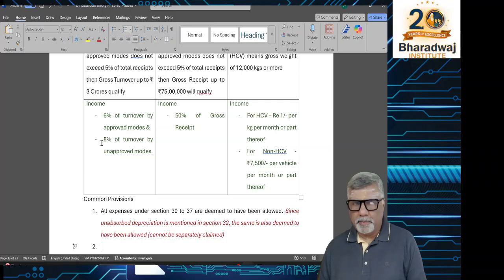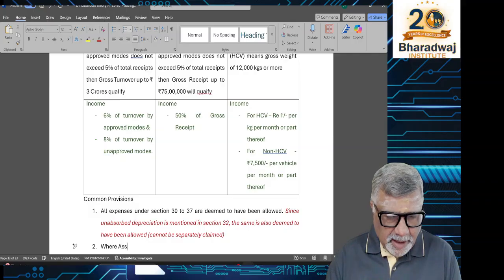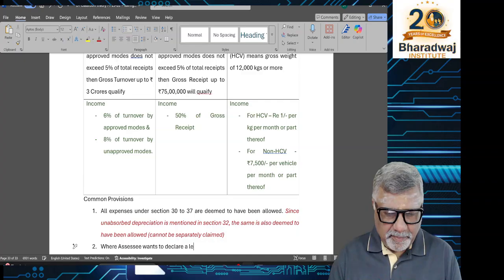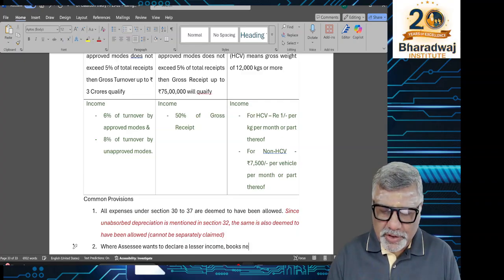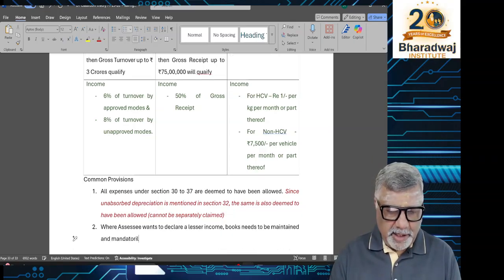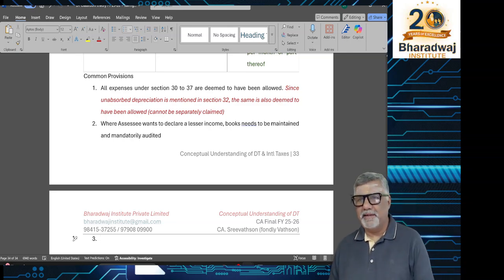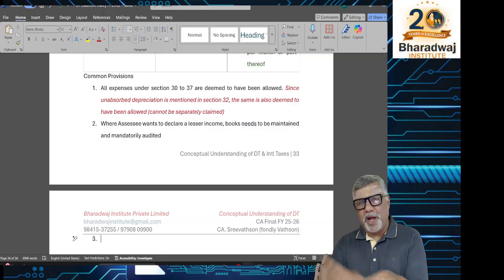Okay. Where the assessee wants to declare a lesser income, then what happens? Books need to be maintained and mandatorily audited. Books need to be maintained, up to that it's also okay. And then comes the provision that it also has to be mandatorily audited. 3CD will come for this.